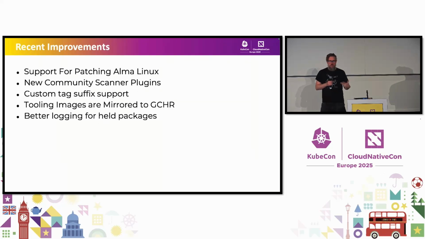It also has new tag suffix support. So generally, when you build a new container with Copa, it's going to emit the same image with a patched suffix on the tag. It's now customizable, and you can make that work however you basically want. The tooling images are now mirrored to GHCR, or GitHub Container Registry. Who likes Docker Hub rate limits? I think that's not a very fun one. So these images have now been mirrored to GitHub Container Registry, so you should be free of those kind of inconveniences. And then finally, there's better logging support for held packages. So you can do some things inside of your containers to block upgrading certain packages. There's better support inside of Copa for that now.